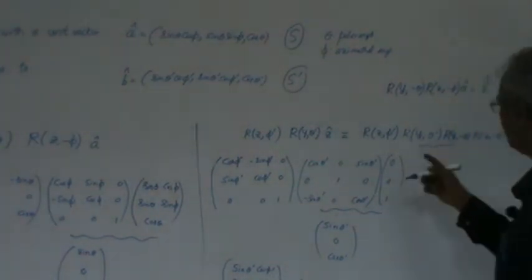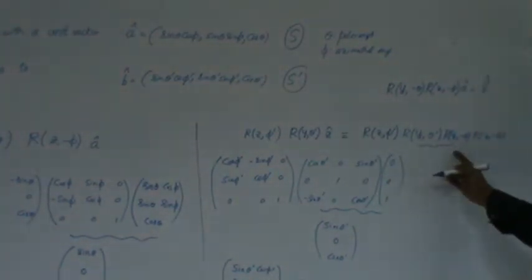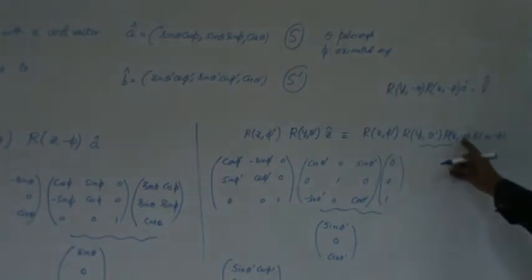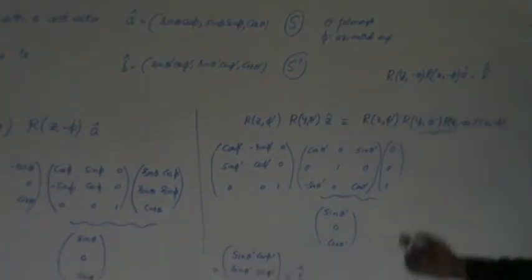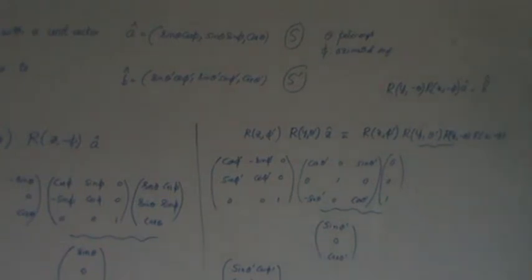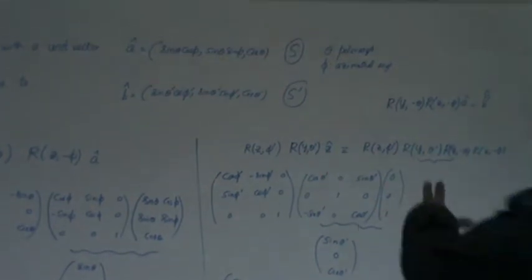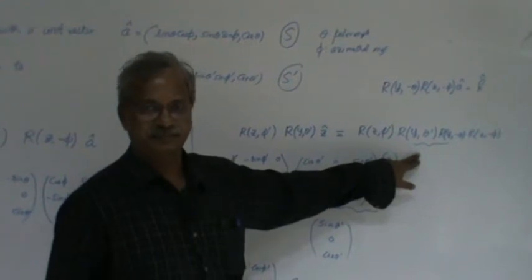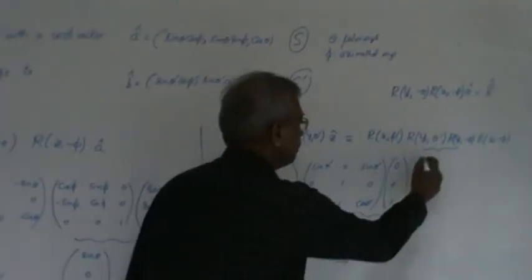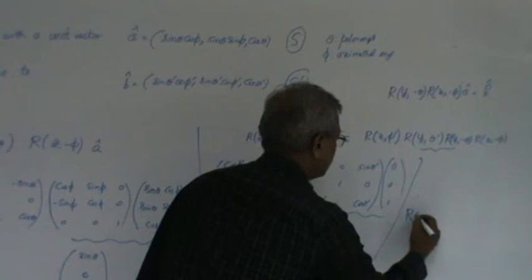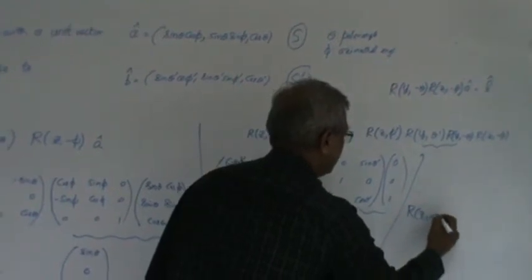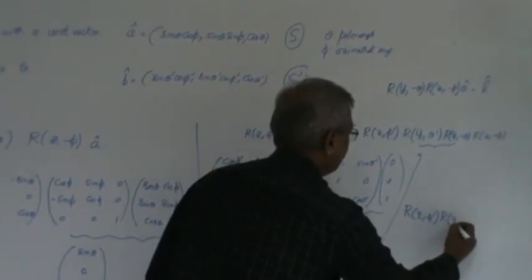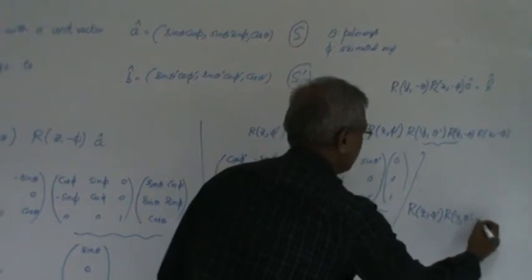Now here you have successive rotations about the y axis by two angles, minus theta first and then theta prime. But we know rotations, whether finite or infinitesimal, about any single axis are commutative. So this is equivalent to a combined rotation by theta prime minus theta. So that means now we have this scheme.